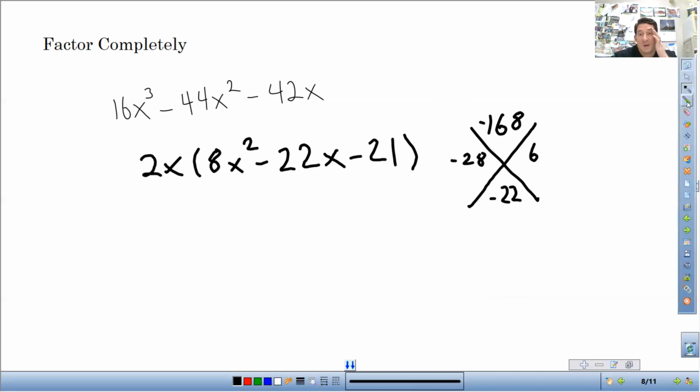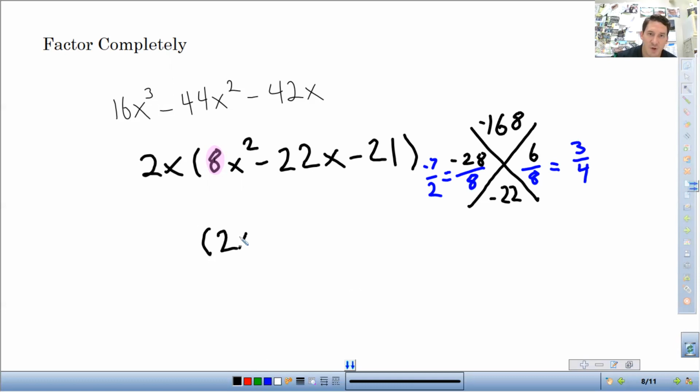So here's the part where we need to divide by the 8. Don't divide by the 2. That's one of the most common mistakes. We are going to divide by the 8. So this reduces to 3/4. This reduces to negative 28 over 8, which is negative 7/2. And now we factor to 2x minus 7, 4x plus 3 will be the final factor.